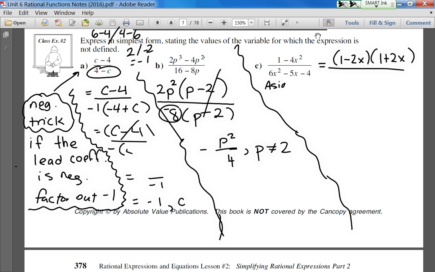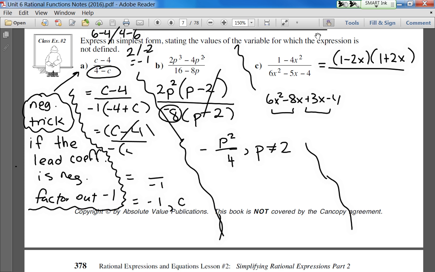Quickly, on the side of your paper, what are we doing here? Okay, so AC is negative 24, B is negative 5. What two are going to work there? 8 and 3. Which one's negative? It can't be both. Negative 8. Okay, so 6x squared, negative 8x, plus a 3x, minus a 4. GCF?